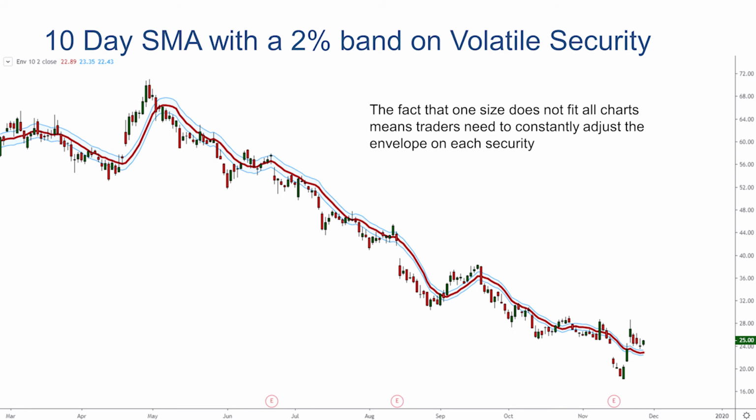Often, traders that prefer using moving average envelopes over Bollinger bands tend to be watching one security constantly, and they know what band they're looking for. While those traders that are scanning hundreds of stocks will often turn to Bollinger bands, which I'll explain in a moment, because then you don't have to mess around with the settings.